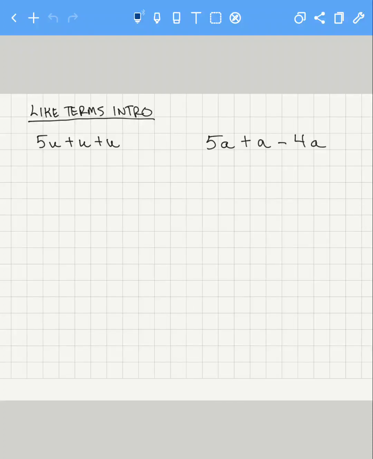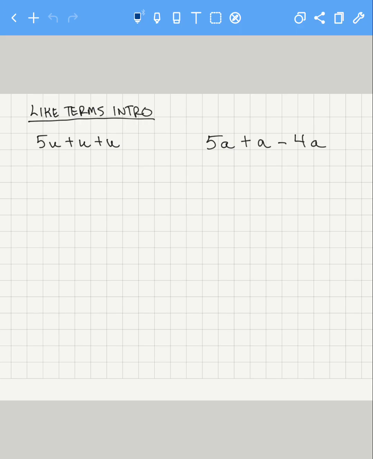Like terms. Like terms are whenever we have numbers, we can use other numbers with those numbers. When we have letters, if it's the same letter, we can do stuff with those letters. If they're different letters, we can't put them together. So what we're talking about is adding and subtracting stuff that's the same. That's what like terms mean.